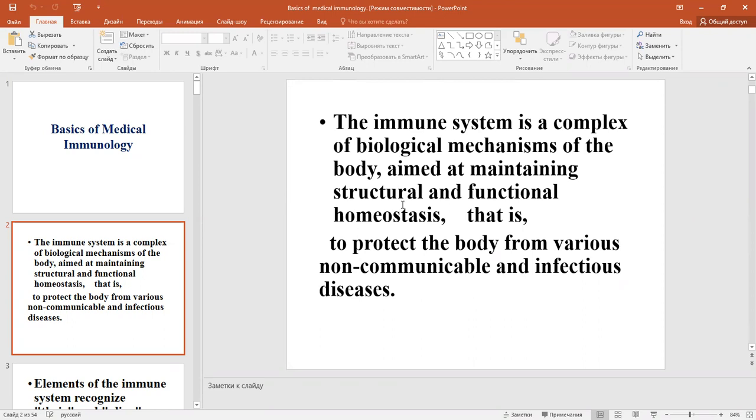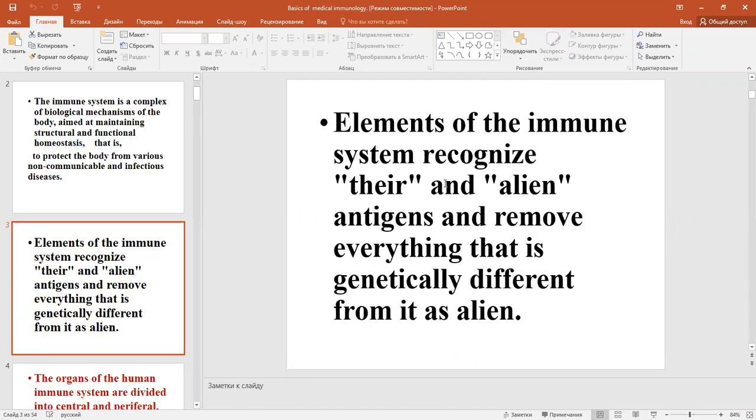The sensitivity of the immune system is very high, and the immune cells are able to recognize the changes in one gene. So firstly, they check constantly on cells, and if they notice the changes in a gene, the cell is destroyed. And of course, then the second function is to recognize microbes and different substances that enter the human body. Elements of the immune system recognize foreign antigens and remove everything that is genetically different from it as a line.